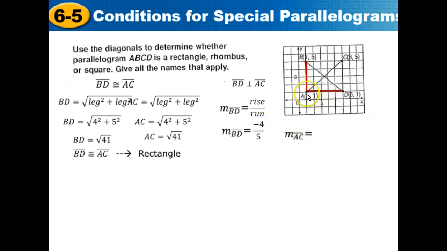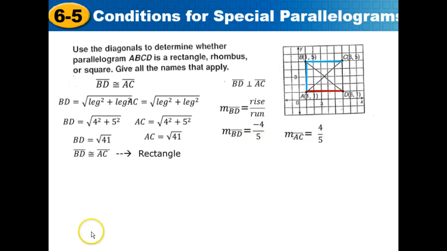Now we're going to find the slope from A to C. So we start here. We count how far up and right we go. We go up 1, 2, 3, 4, and right 1, 2, 3, 4, 5. So our slope is positive 4/5. Now you may get a little confused at first and think that this is opposite reciprocals, but we didn't flip it this time.